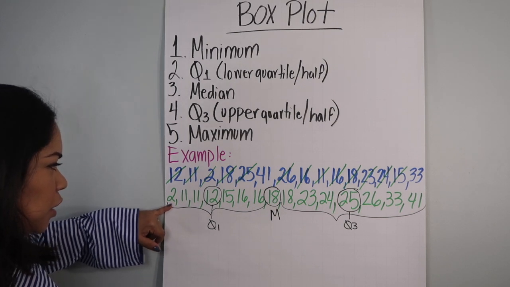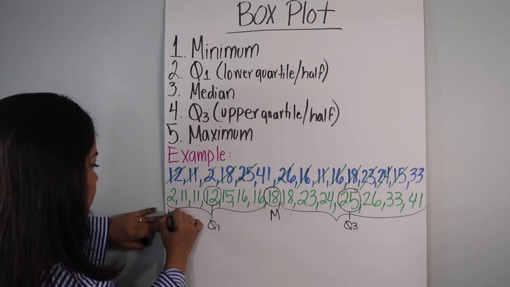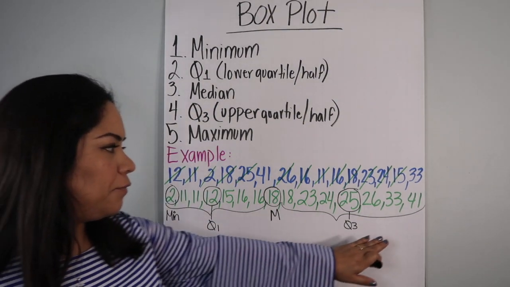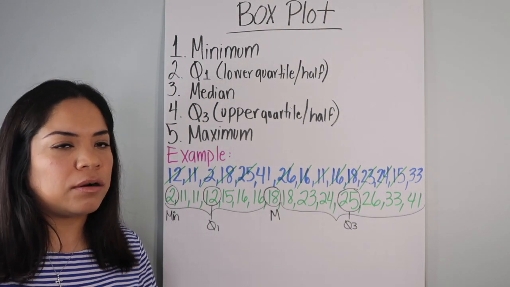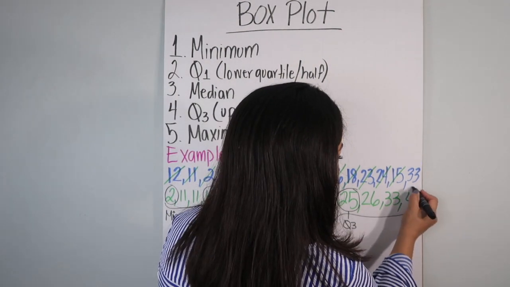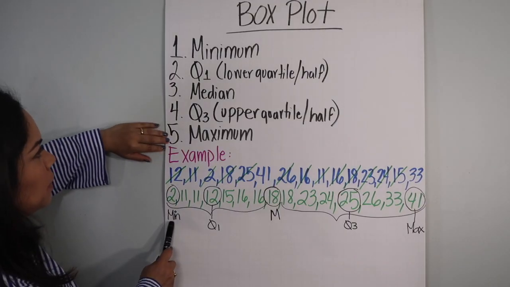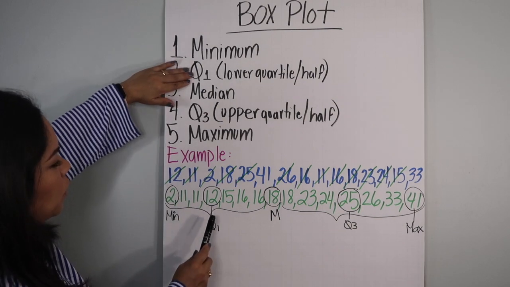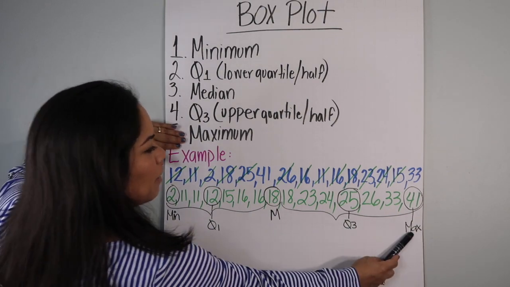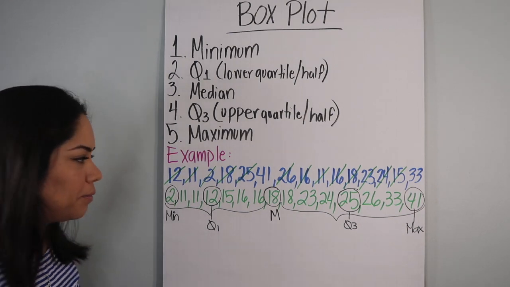2 is the youngest person, so 2 will be your minimum. And 41 was the age of the oldest person that visited the rodeo, which is your maximum. We have the minimum, we have Q1, we have the median, we have Q3, and we have the maximum. Now we're gonna start by drawing the number line.